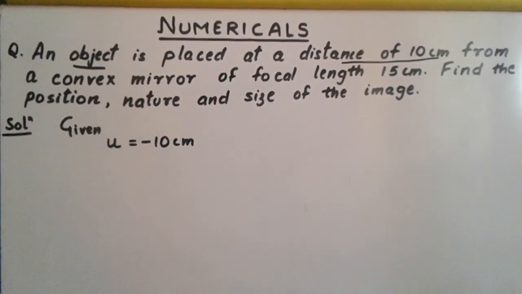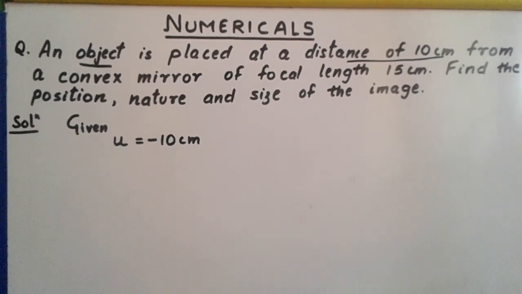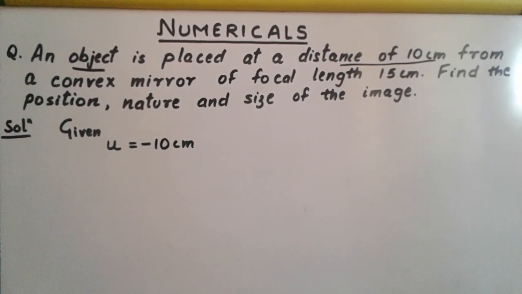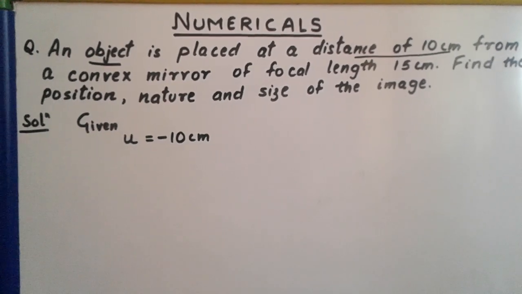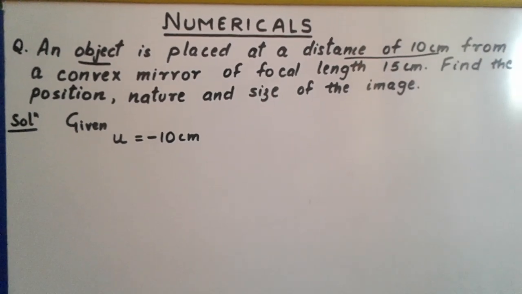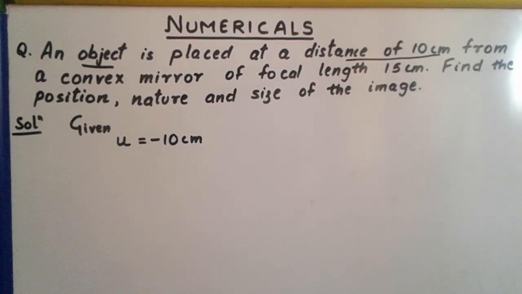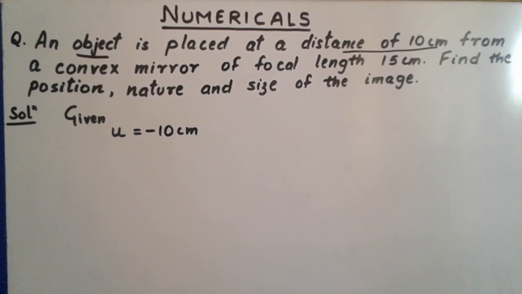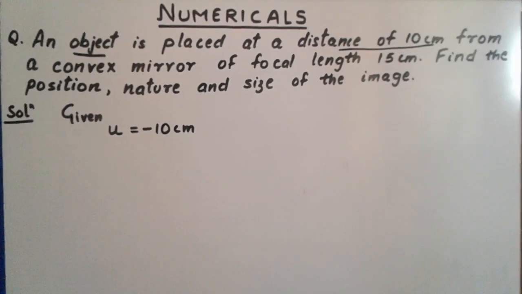After this, the next line says from a convex mirror of focal length 15 cm. This means that the focal length of the mirror is given and that is 15 cm. And what type of mirror is it? It is a convex mirror. So tell me, if we write f is equals to 15 cm, what will be the sign of the 15 cm? Positive or negative? Since it is a convex mirror, according to the sign convention, the value of f will be positive because it lies on the positive x-axis.